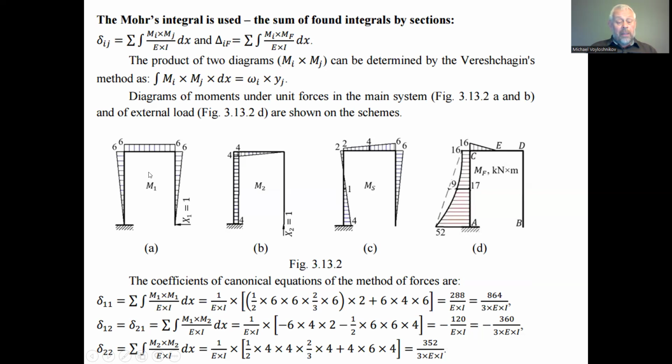So the magnitude here will be the diagram of the bending moment and action of the unit force at the center of the area of this diagram. The magnitude will be 2/3 multiplied by 6, and this we have on 2 stands, on the left one and the right one, so the same here multiplied by 2.